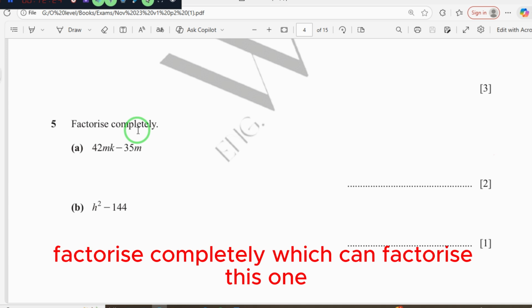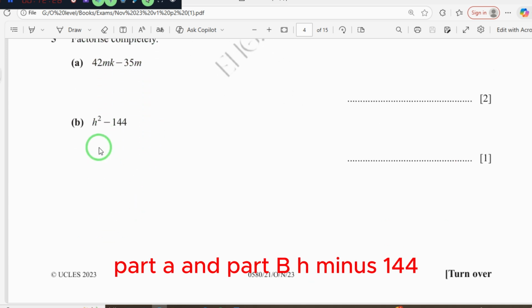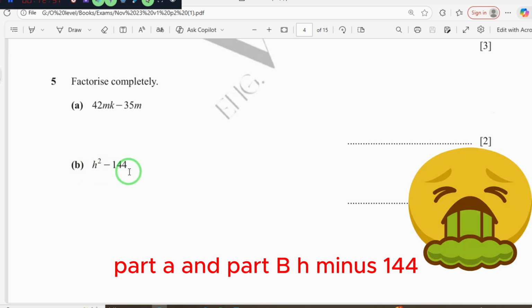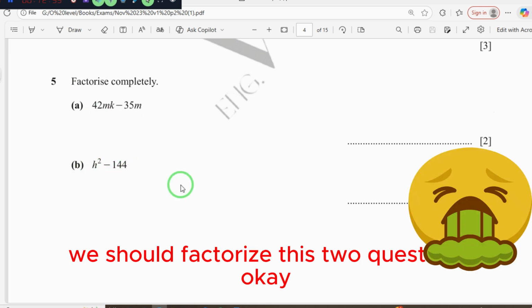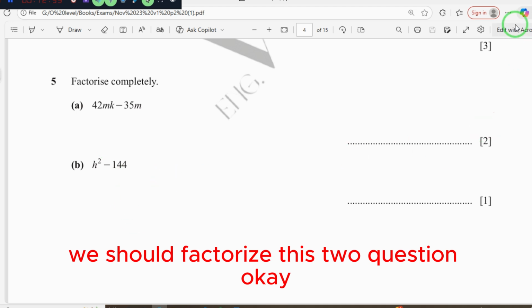Question number 5, factorize completely. We should factorize part A and part B, the second being h minus 144. We should factorize these two expressions.